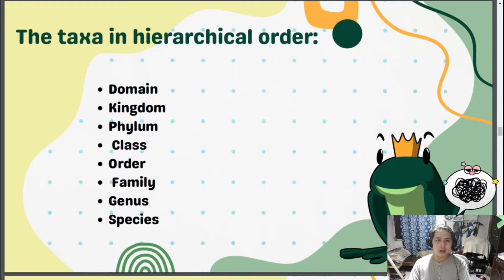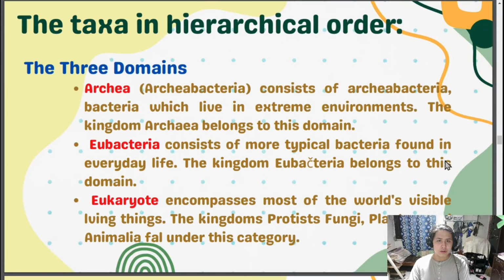Taxa in hierarchical order. So the first one is the domain, kingdom, phylum, class, order, family, genus, and species. So ano nga ba the three domains? So the first one is Archaea, also called as bacteria. Archaea bacteria consists of Archaea bacteria which live in extreme environments. The kingdom Archaea belongs to this domain.